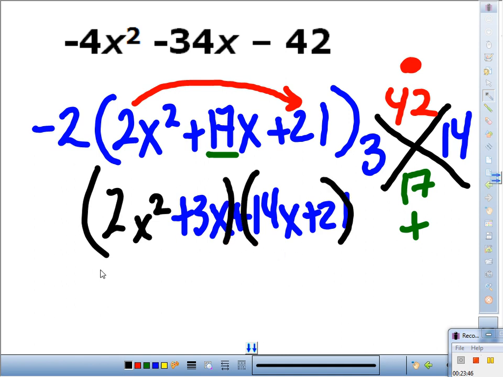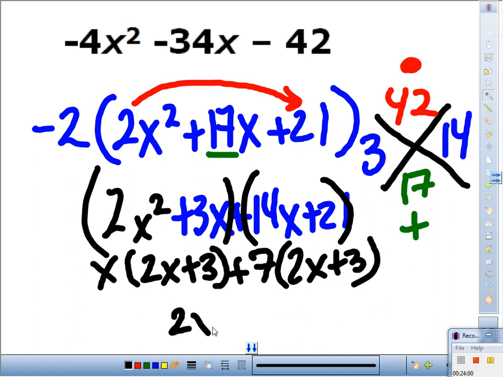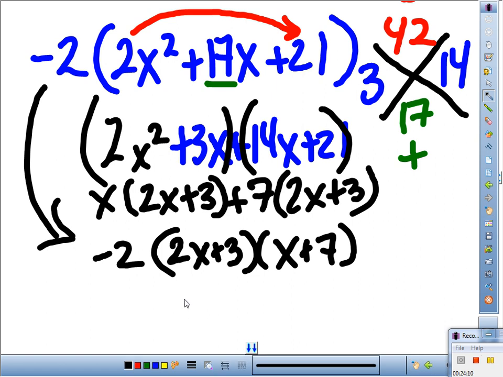So this is x, 2x plus 3. This is 7, 2x plus 3. So my factors are 2x plus 3 times x plus 7. Don't forget the BFF, negative 2. And these are my factors. And if you got that, okay, good.